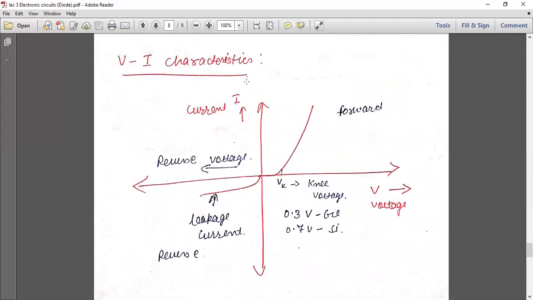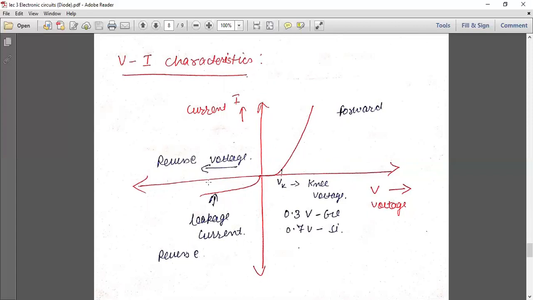So this is the VI characteristics, meaning voltage-current characteristics of a PN junction diode. On the x-axis we represent voltage and on the y-axis we represent current. When we talk about forward biasing, we take the positive V and the positive current. So this is the response we obtain in the case of forward biasing. Initially, a very small amount of current flows. After VK, the knee voltage, there is an abrupt change in the flow of current. Okay, this is the case of forward biasing. I already explained it in the earlier slide.